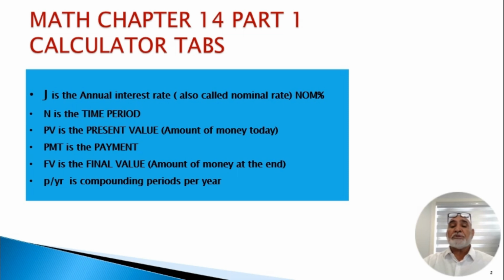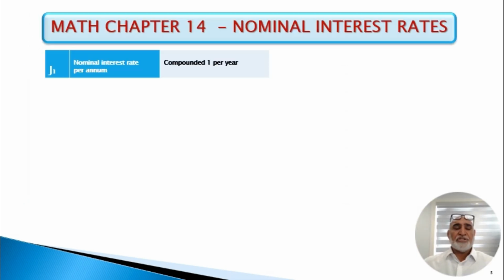The only difference in chapter 14 is that the hardest part of this course is understanding and dealing with the J value and the I value. The little i stands for the periodic rate, and the capital J is the nominal rate with a different compounding period. So chapter 14 is all about understanding the J and I values. The rest of the mathematics, the N and the PV and the FV, are identical to chapter 13. So let's get started.